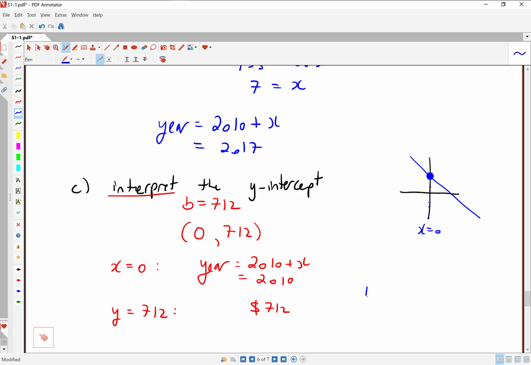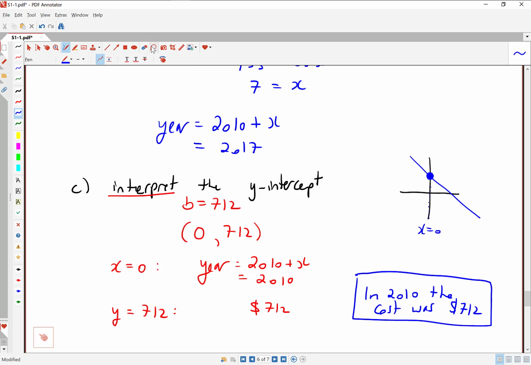So we would say something like, in 2010, the cost was $712. So in our example, let's just have a sense of what our graph looks like. That's telling us if you were to graph the line representing the car insurance cost, the y-intercept would be here. So in 2010, the cost was $712. And because the slope was positive in this problem, the slope was actually 65, every year your insurance is going up by $65.